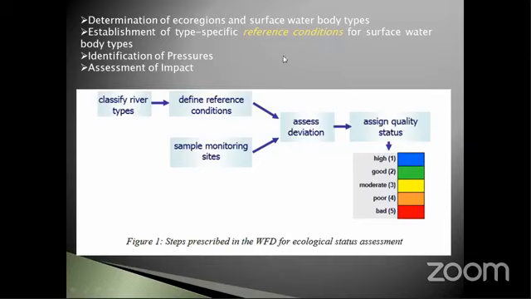And reference conditions actually present condition with no or very minor anthropogenic influence. It must be defined for each biological element separately, and it could be obtained from actual data, historical data, or by modeling. In some cases, it is pretty complicated to find those data, actually the reference conditions.